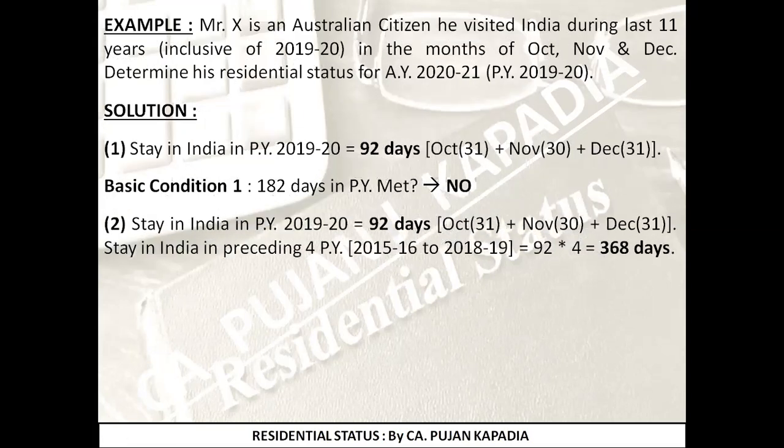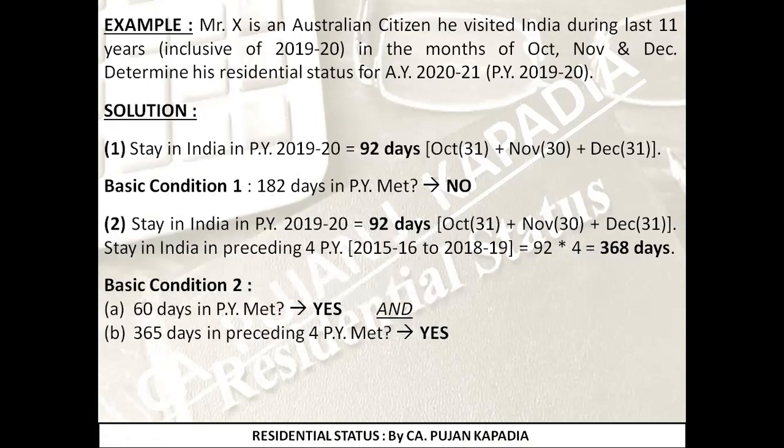I'm moving to the second point. His stay in the previous year is 92 days and his stay in the preceding 4 previous years is 92 multiplied by 4, equal to 368 days. Now my basic condition 2 talks about point A, that he should be in India for 60 days. Is he? Yes, he is, for 92 days. And the second part is he should be in India for 365 days in the preceding 4 years. Is he? Yes, he is, for 368 days. So in this particular case, my basic condition 2 is being fulfilled. As a result, my basic condition 1 is not satisfied, however my basic condition 2 is being satisfied.